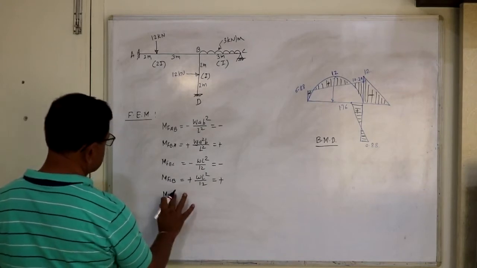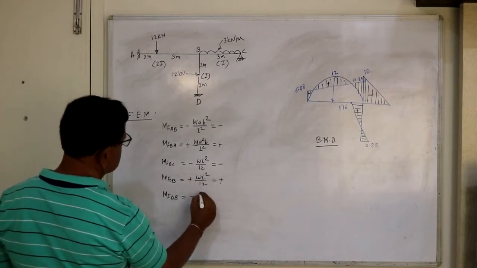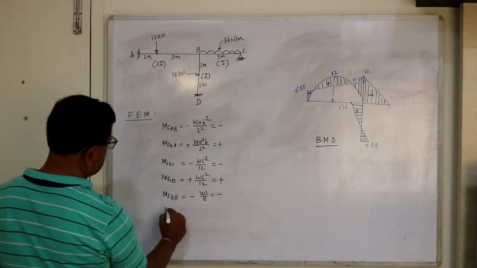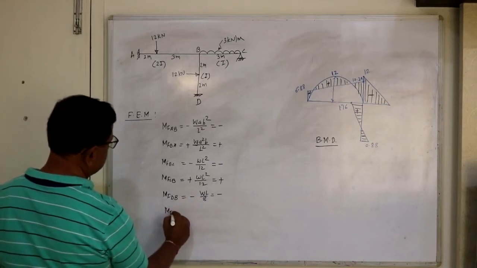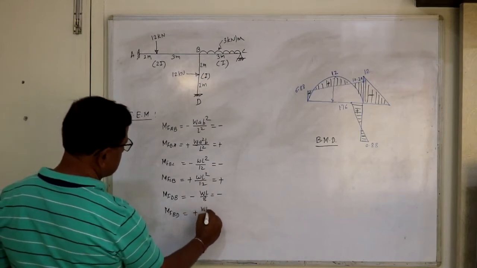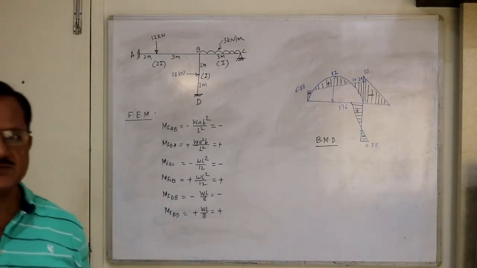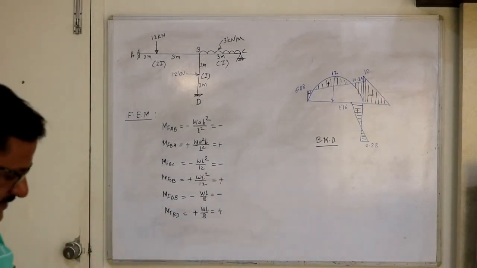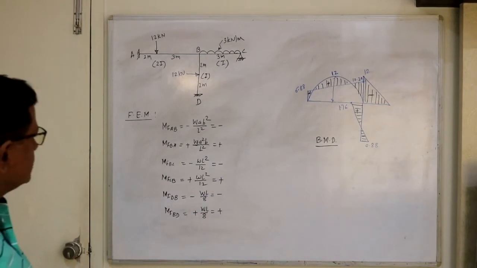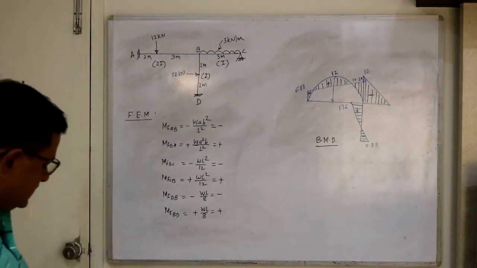MFDB is left. So first you take DB. This is minus WL upon 8. And then MFBD, this is right hand, plus WL by 8, so this is positive. So you do the calculations and find out all these fixed end moments. Now I will directly enter these values in the table.